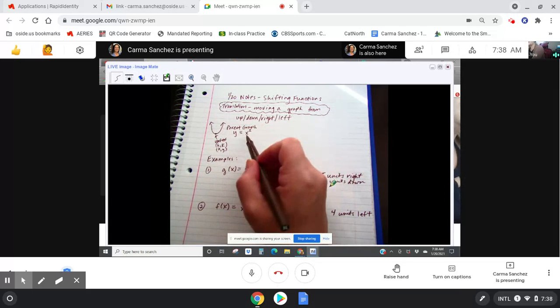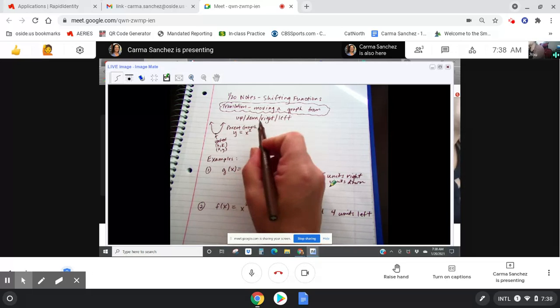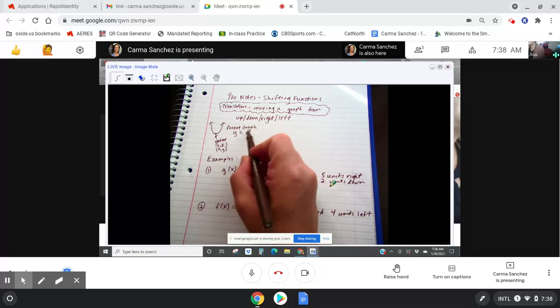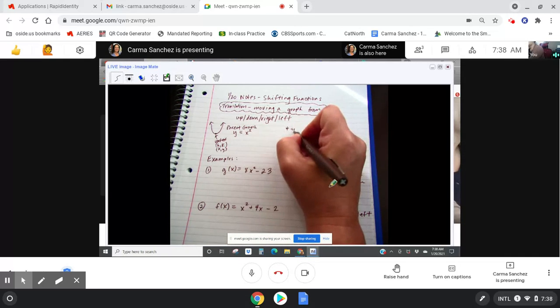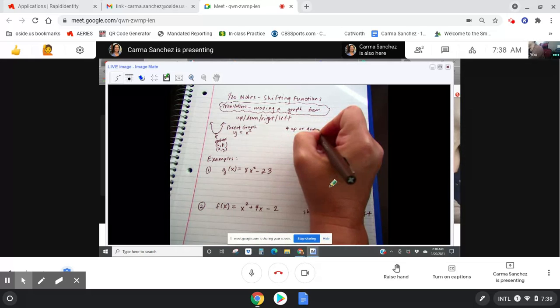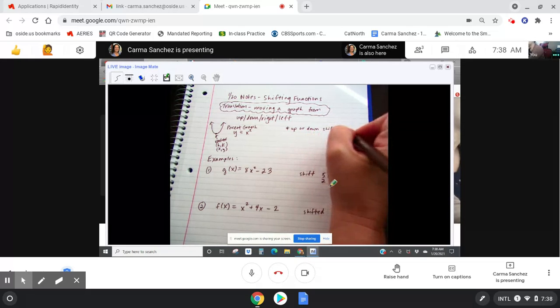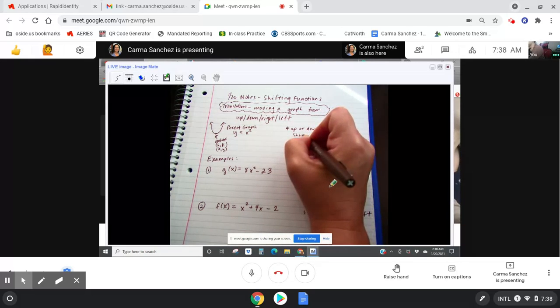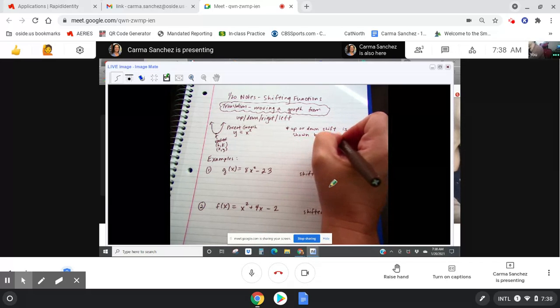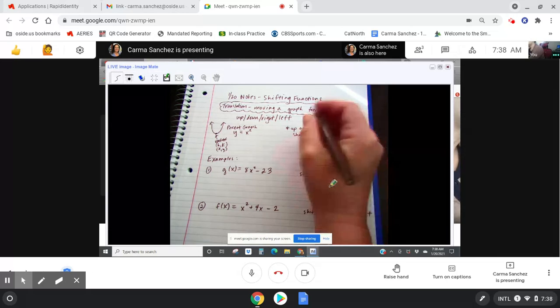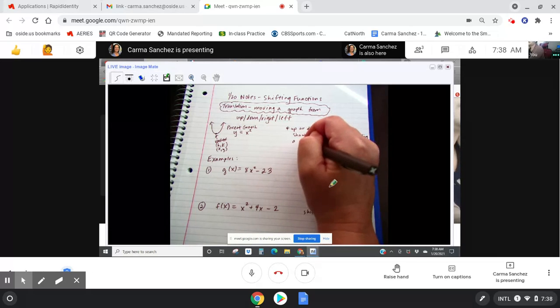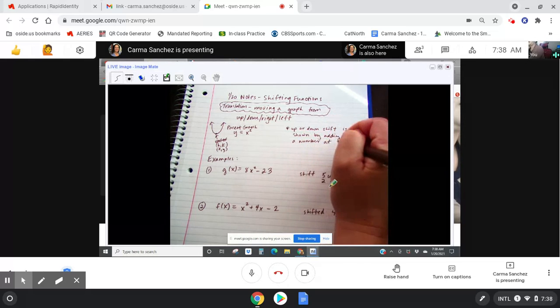So when you make a change to the graph of right or left, you're going to make the change to the x. When you make a change to the graph for up or down, it's going to be a number added to the end. So let's put a little note here to the side. An up or down shift is shown by adding or subtracting a number at the end of a function.